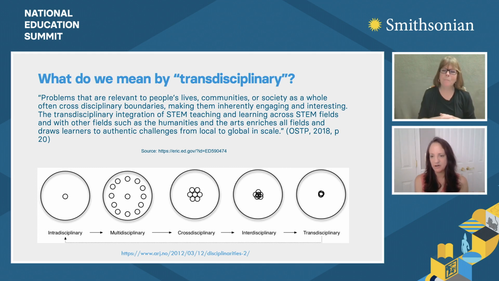Intra-disciplinary or disciplinary means you just have one single discipline. Multidisciplinary, multiple disciplines are being addressed, but separately. Cross-disciplinary, these disciplines or interdisciplinary are starting to overlap. And then finally, transdisciplinary, the disciplines are so merged that you can't even tell them apart.